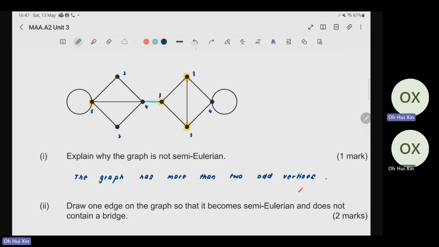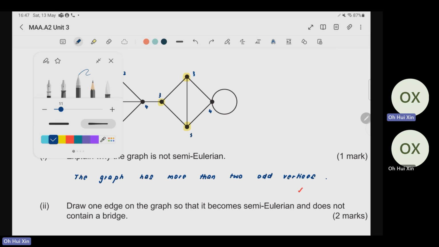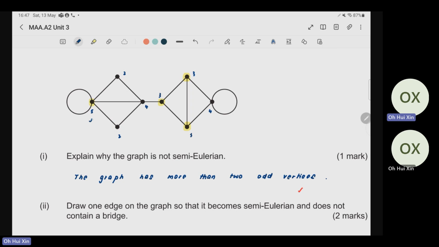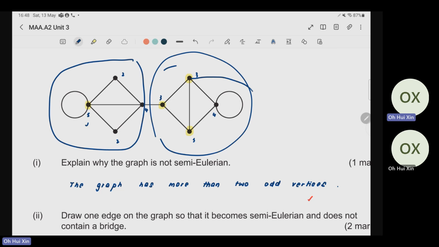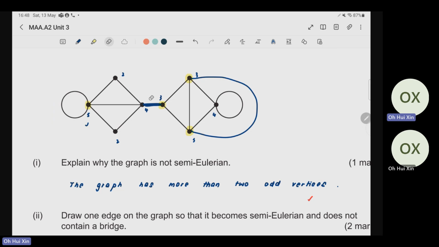To make sure this edge is not a bridge anymore, this is a vertex that you must connect to the other side. Then you have another edge that connects the graph from this region to the other region. So you cannot draw like this, because if your edge is like this, the edge here will still be a bridge. To make sure it doesn't contain a bridge anymore, this is the vertex that you must use.